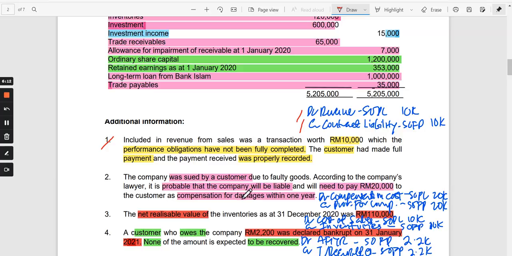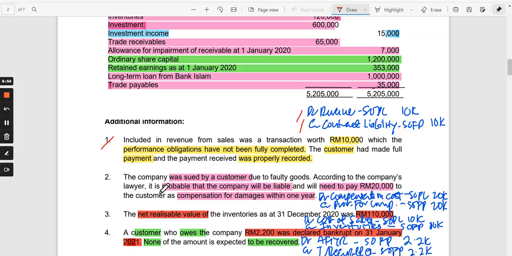So this is going to relate to MFRS 137 due to the faulty goods. You are being sued by a customer, so that is some kind of obligation that you may need to face, but you need to go and check. There is a legal obligation, and it is probable according to the lawyer that the company will be liable. So the outflow is probable. There is a present obligation, the outflow is probable because the company will be liable according to the lawyer's opinion, and they need to pay 20,000.